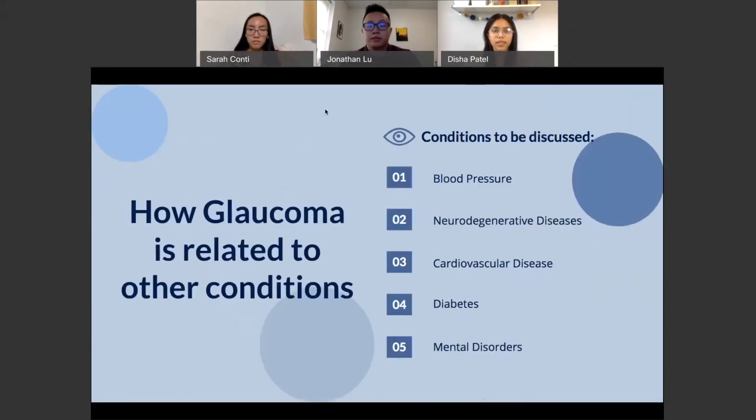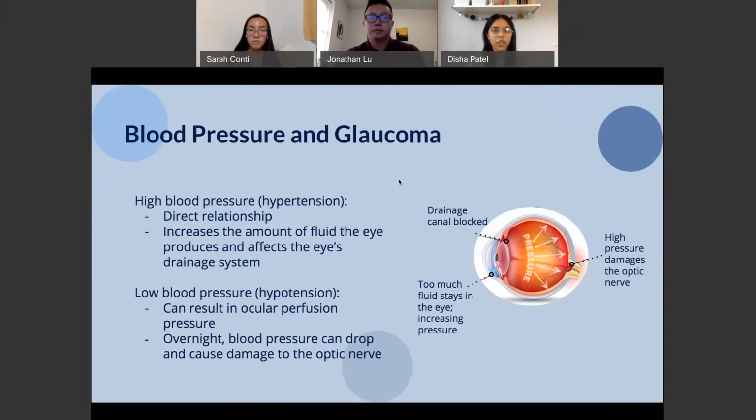Now we will be discussing how glaucoma is related to other conditions. We'll be touching upon blood pressure, neurodegenerative diseases, cardiovascular disease, diabetes, and mental disorders. The relationship between blood pressure and glaucoma is somewhat complicated. Very high blood pressure is not good for glaucoma because it may raise eye pressure.